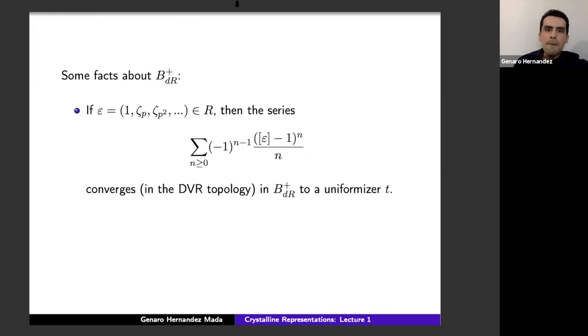Yeah. So that uniformizer, we are going to denote it by T. I'm not going to prove this. The proof is actually maybe a little long. You need to study a little bit the properties of this epsilon. But this is something we might discuss if you are interested in the training sessions. If not, I can give you a reference.